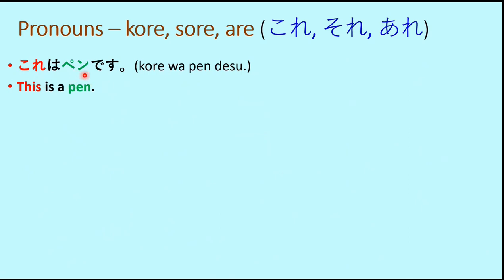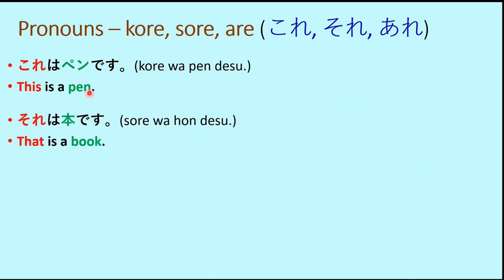This is katakana, since pen is an English word. Next example is, that is a book. Sore wa hon desu. That means the book is at a little distance away from the speaker. So he is saying that that is a book. Sore wa hon desu. Hon is the kanji for book, which we have studied in one of the previous lessons. Sore wa hon desu, that is a book.